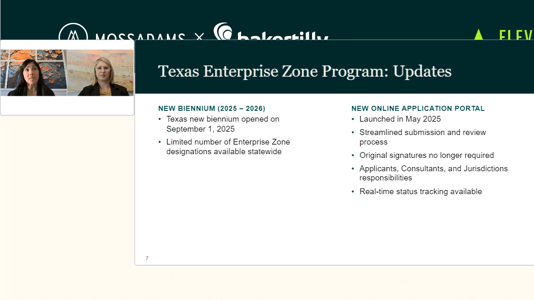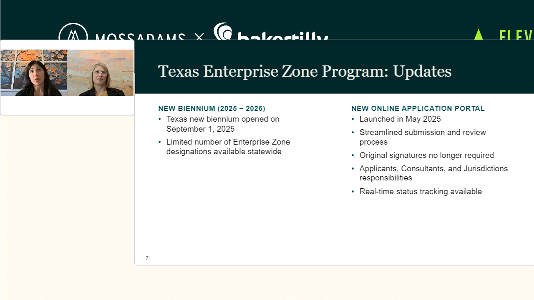Next, original signatures are no longer required. Both the jurisdictions as well as the companies, and if you're using a consultant, all of these pages can now be signed and electronically uploaded. Again, going back to the hard copy, they originally required all documents to have a wet signature and to be submitted with the application. And that meant some management of time, if you will, because you had to get those documents out and then they had to be sent, mailed back to you. So you had those hard copies to submit along with the application.